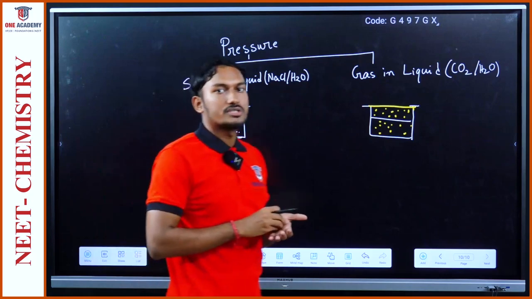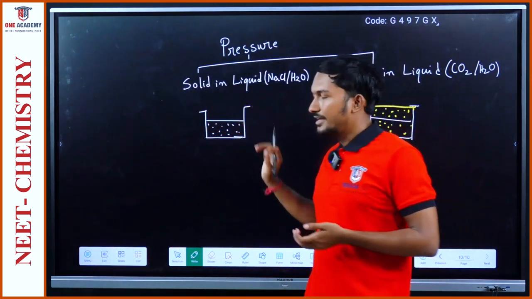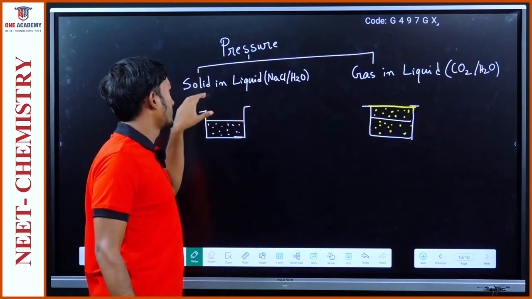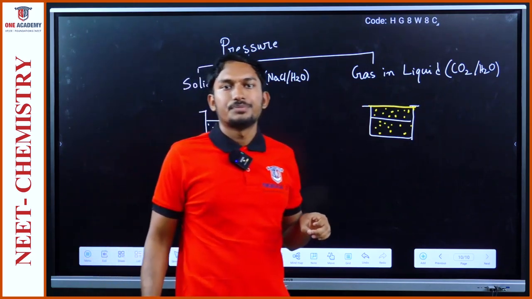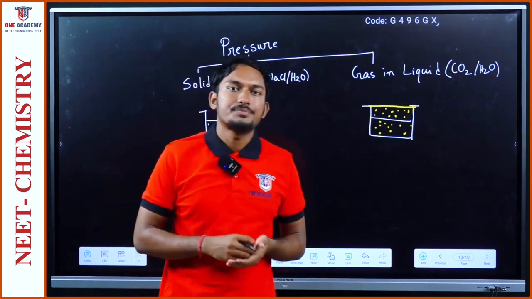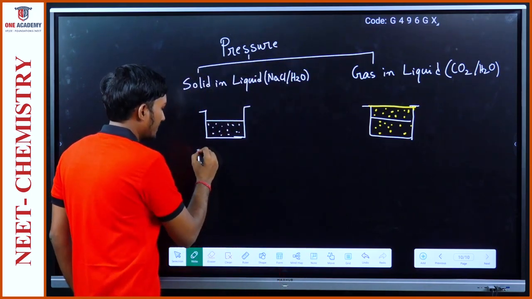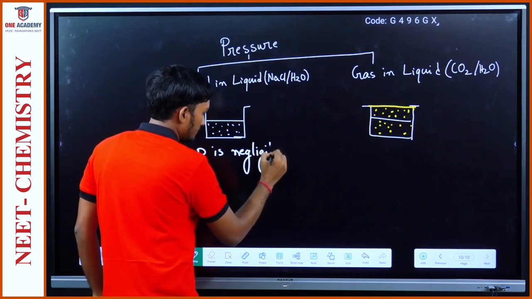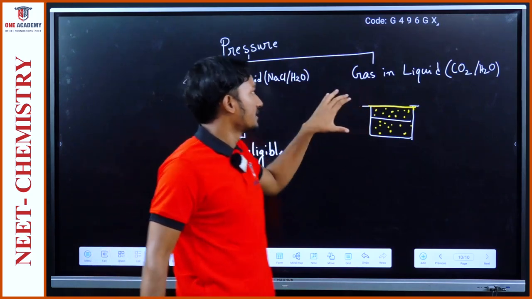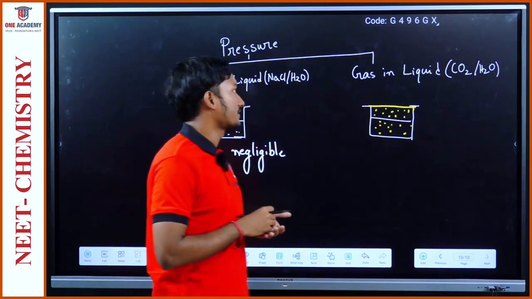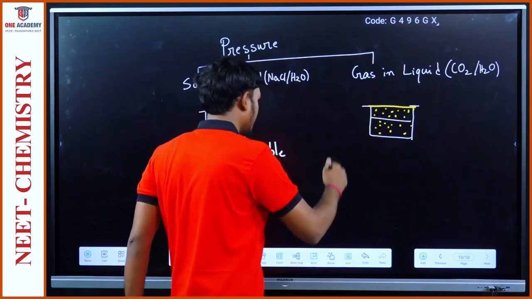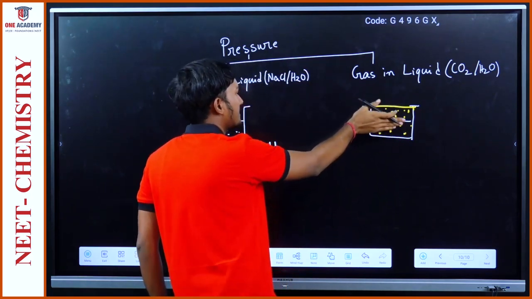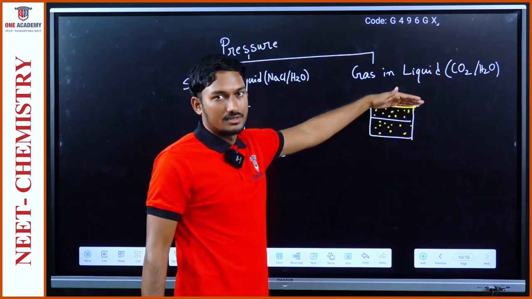Solid over here is mostly incompressible, and liquid also has very little compressibility. That's why the pressure effect in a solid in liquid solution is negligible. But in this case, gas in liquid, it has an enormous effect of pressure. So what will happen? Let's say initially some gas molecules are in the solution and some gas molecules are in the layer of air above.